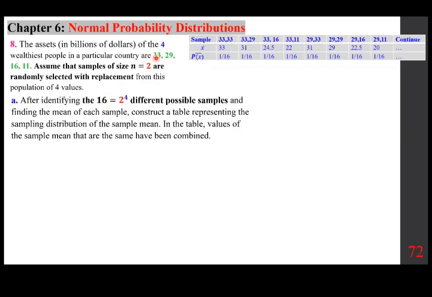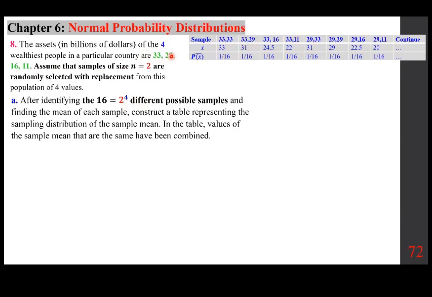Starting with the first number, 33, you combine it with itself. Then the next number, 29. Then the next number, 16. And then the last number, 11. So take a look at the first 4. Now we calculate the mean: for these two it becomes 33, for these two it becomes 31, and so on and so forth. Each one has a probability of 1 out of 16.